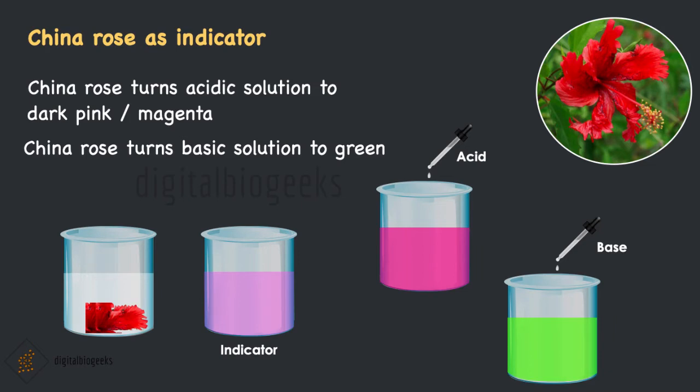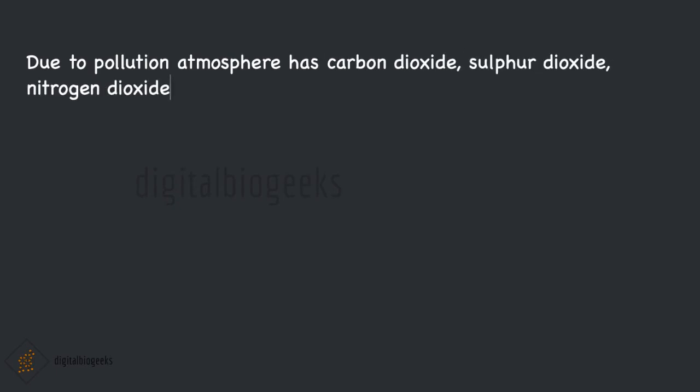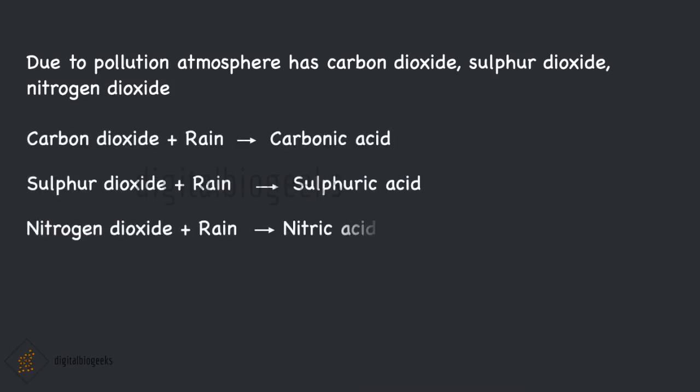Till now, we were learning about natural acids, bases, and indicators. You might have heard about acid rain. As the name suggests, this rain contains excess of acids. As a result of pollution, the atmosphere contains excess of carbon dioxide, sulfur dioxide, and nitrogen dioxide. When these chemicals dissolve in rainwater, they form carbonic acid, sulfuric acid, and nitric acid.